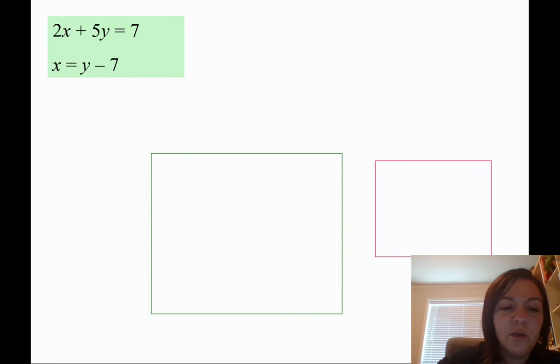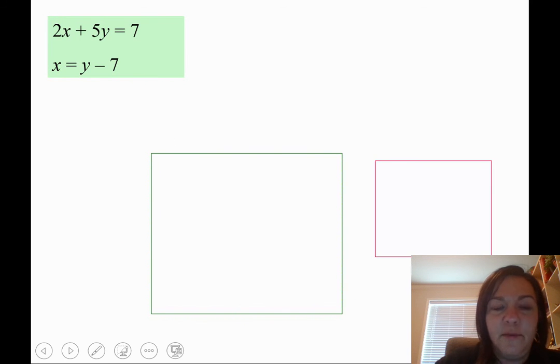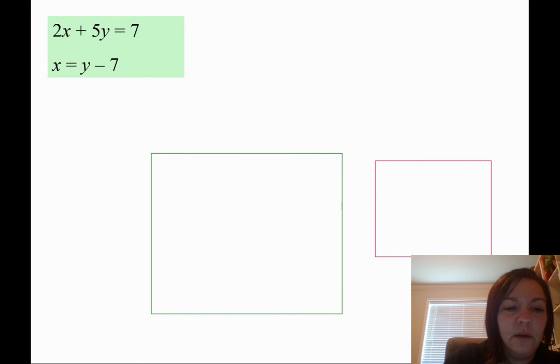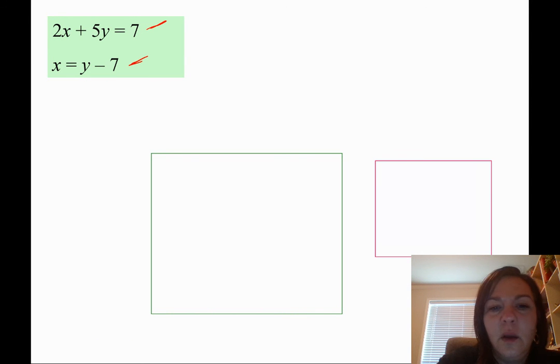So the last one you were doing was solving systems by graphing. You would graph these two lines here and here, and then you would find where they meet. Well, graphing isn't always the best method. So there's also a method called substitution.